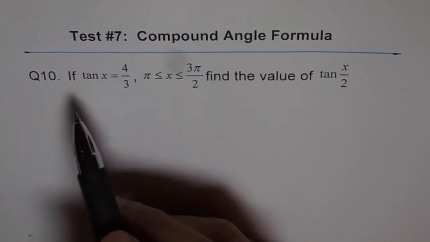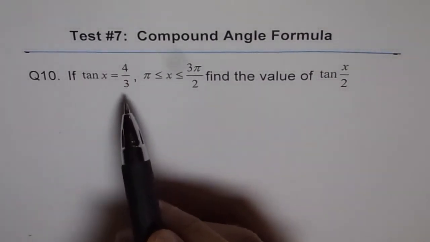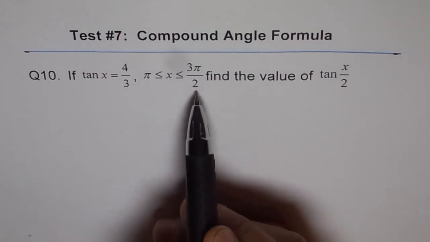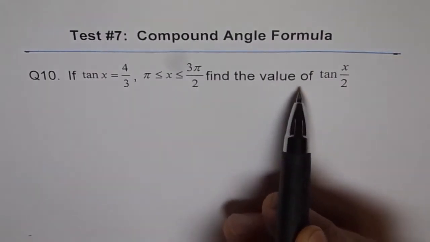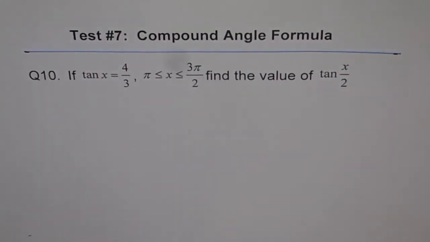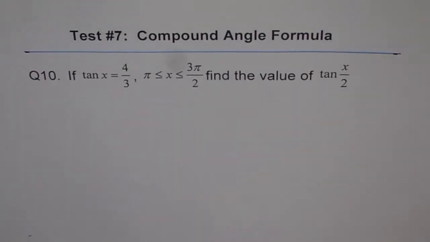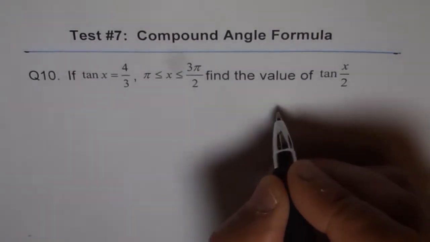Question 10. If tan x equals 4 over 3 and x is between pi and 3 pi by 2, both included, find the value of tan x by 2. Now, since we are relating x with x by 2, the double angle formula will help us solve this question. So let's first write down our double angle formula right here.